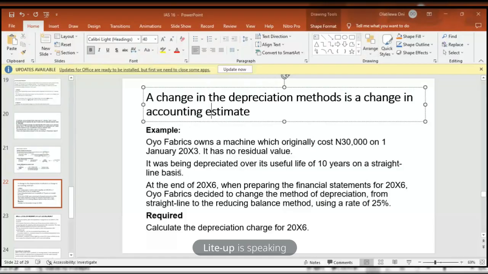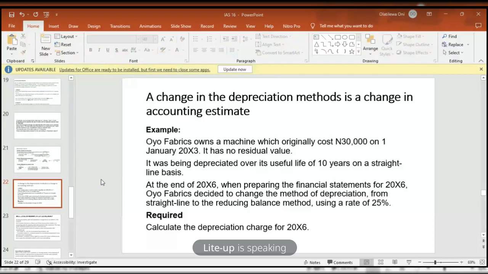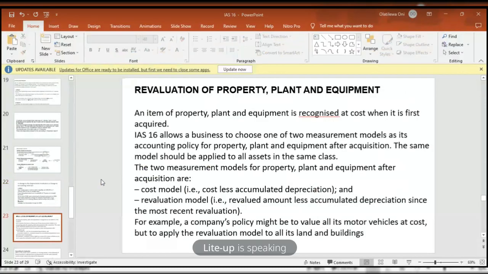So let me move on to the revaluation of property, plant, and equipment. If you can see the assignment, just click on it and give a thumbs up to show that you have seen the assignment in the chat. Have you seen the assignment in the chat? Okay, so you can pick it from there and work on the assignment.